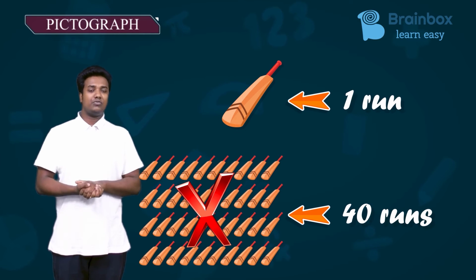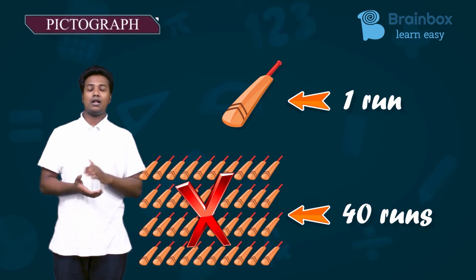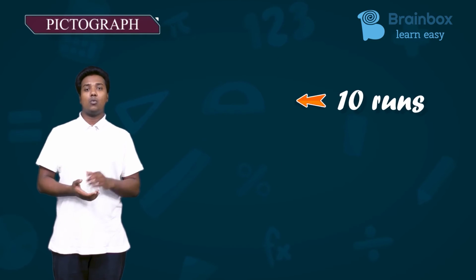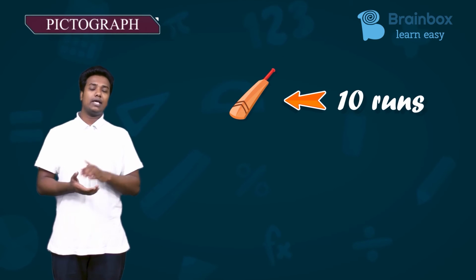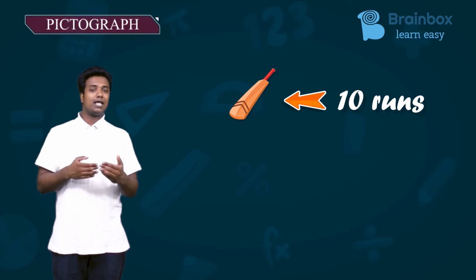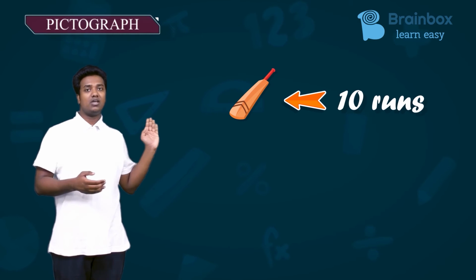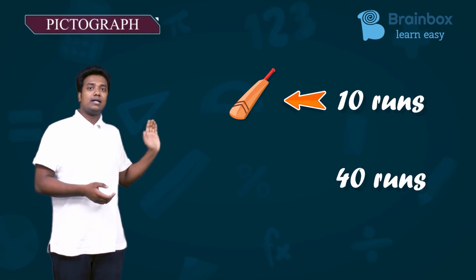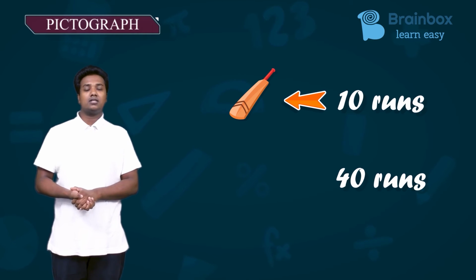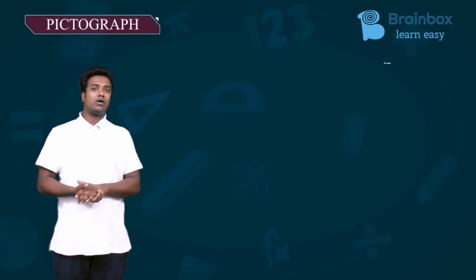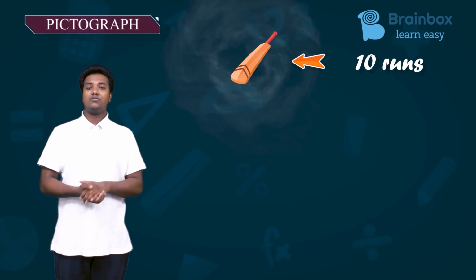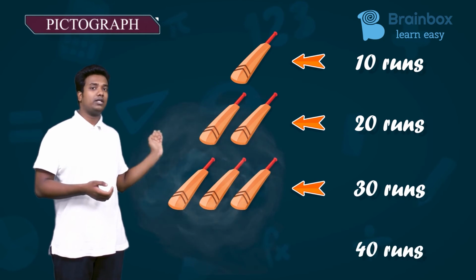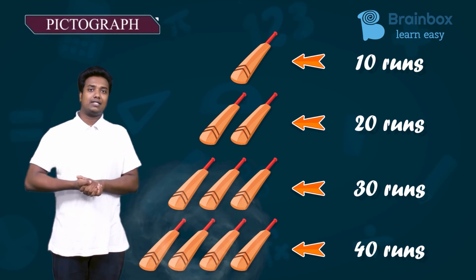Instead of considering 1 bat for 1 run, what if we consider 1 bat for 10 runs? How will it look? Wouldn't that be easy for us in representing 40 runs? Yes, right. For 40 runs, we can directly represent it with 4 bats. For 10 runs, it will be 1 bat. For 20 runs, it will be 2 bats. For 30 runs, it will be 3 bats. And for 40 runs, it will be 4 bats.